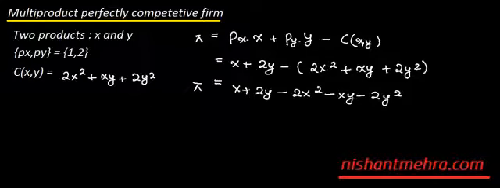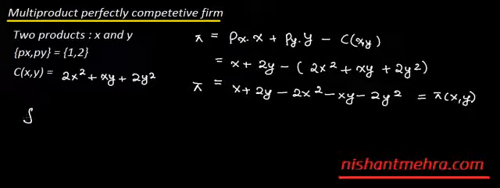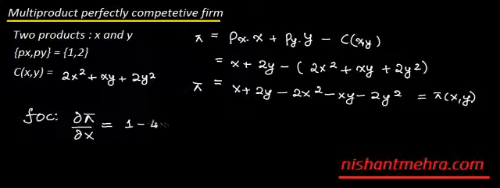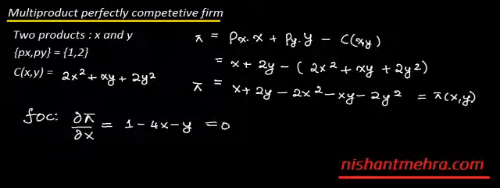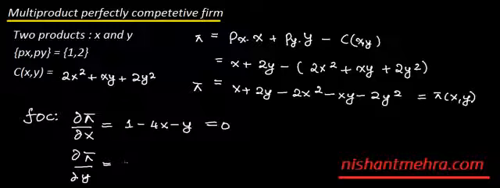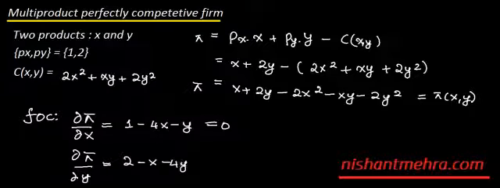So this function, as you could see, is a function in x and y. So for the first order conditions, you will have to calculate two partial derivatives, one with respect to x and the other with respect to y. So what is del pi by del x? 1 minus 4x minus y equal to 0. Another is del pi by del y, which will be equal to 2 minus x minus 4y equal to 0. So these are the two conditions which you have.